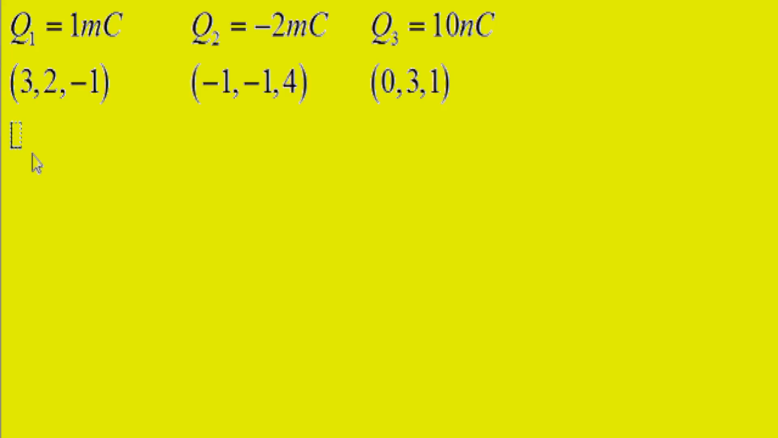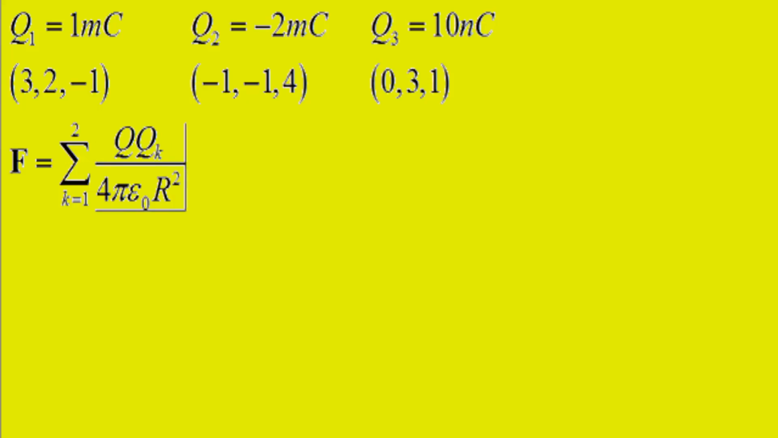So let's write down our force equation. That's going to be a sum where k runs from 1 to 2, because we have 2 other charges besides the one we're focusing on, and they're contributing. It's going to be Q of the charge we have times Q of the charges around it, over of course the 4 pi epsilon 0 (we talked about what epsilon was in the last video) times R squared, times a sub R, where a sub R is a unit vector of capital R.